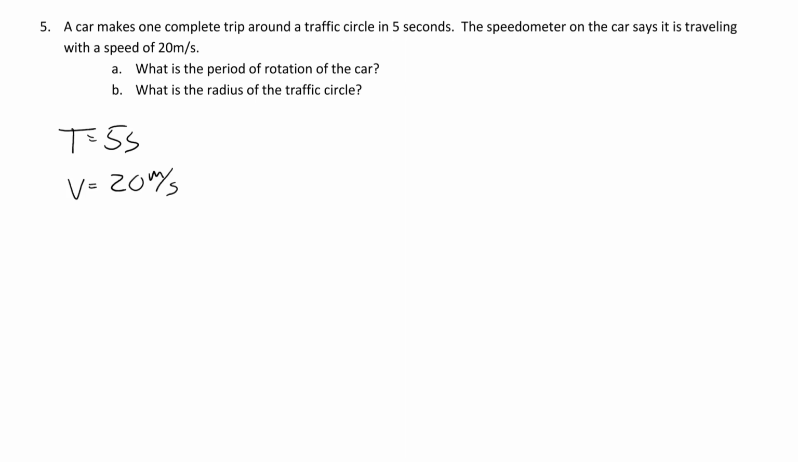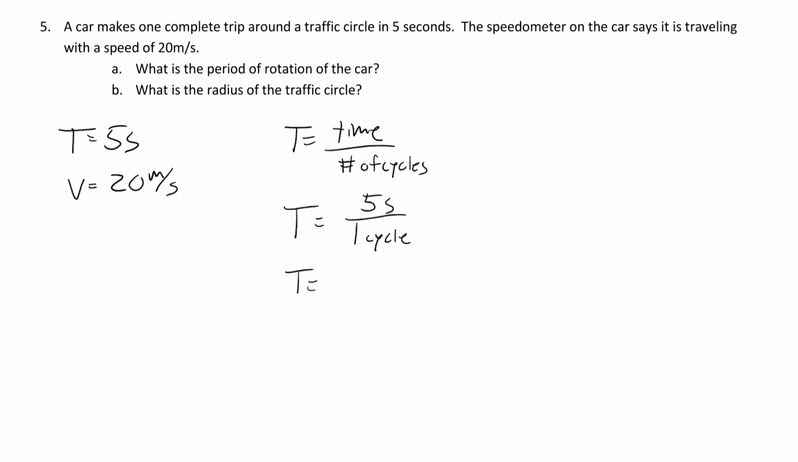What is the period of rotation of the car? Oh, we already did that. All right, but if you wanted a formula, it's the time per the number of cycles. You could plug in what it tells you. The period is equal to, it says 5 seconds for one cycle. So we already kind of did it in our heads. Like I said, we're savvy physics folk. All right, so this is 5 seconds for the period. And for B, what is the radius of the traffic circle?